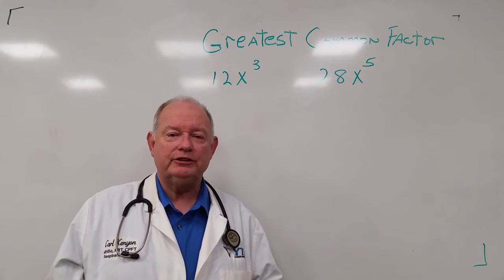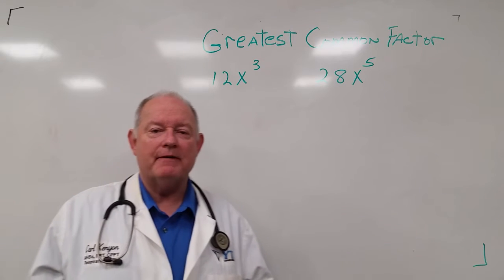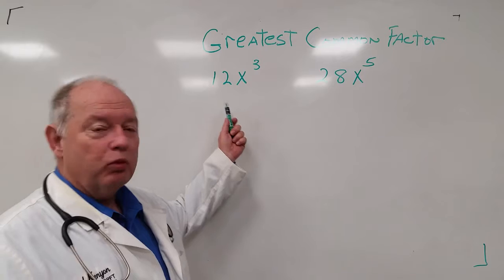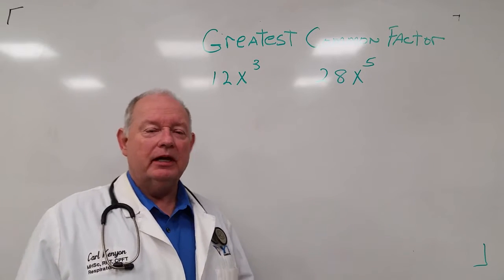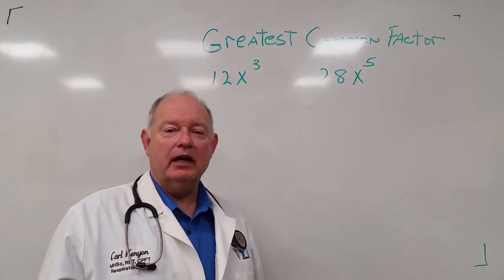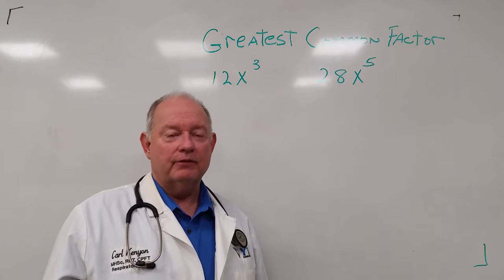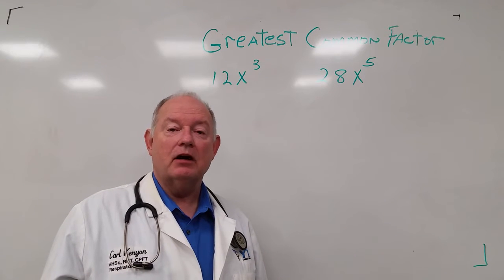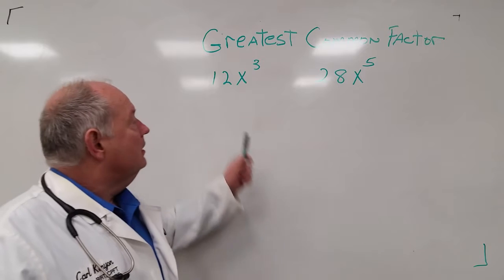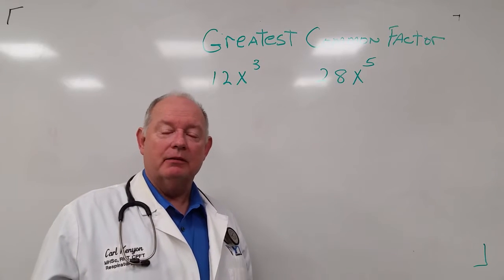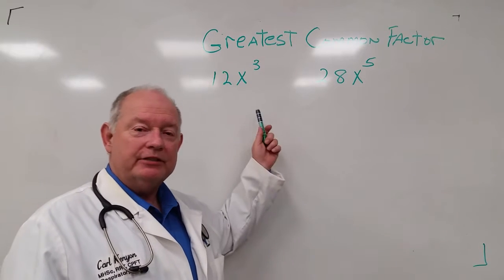So here we have the question, what is the greatest common factor of 12x cubed and 28x to the fifth? First, what is a common factor? A factor is the numbers that are multiplied together to reach that number.